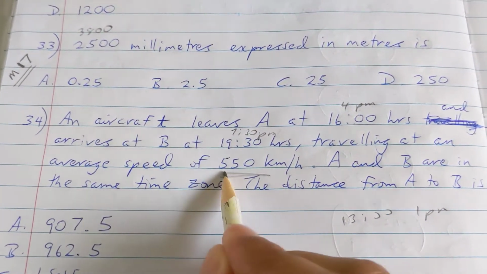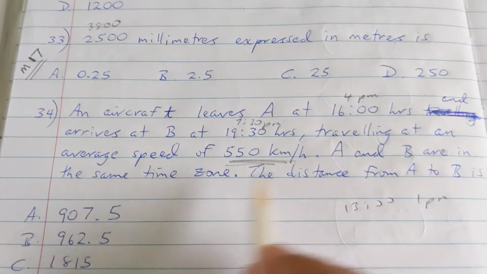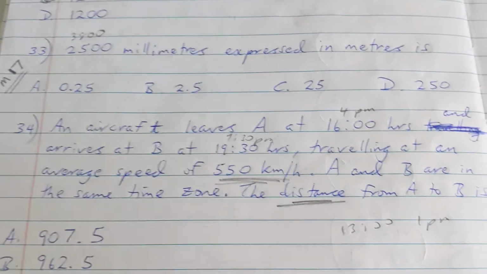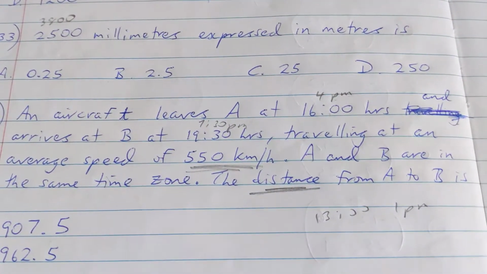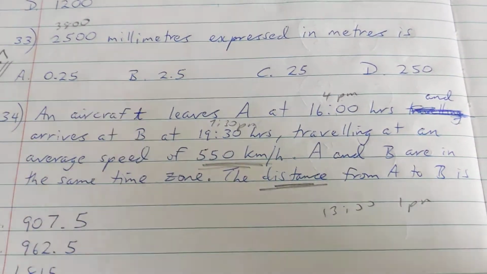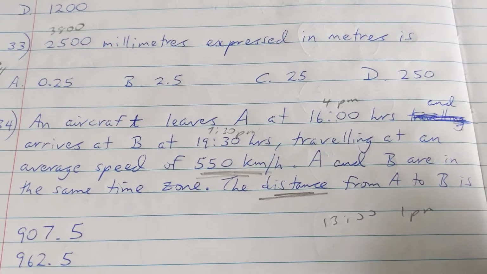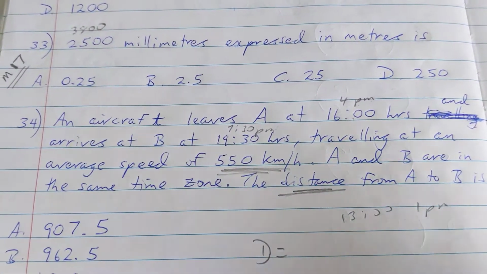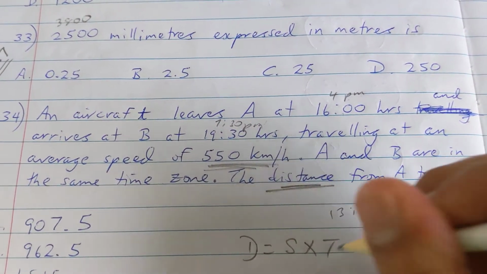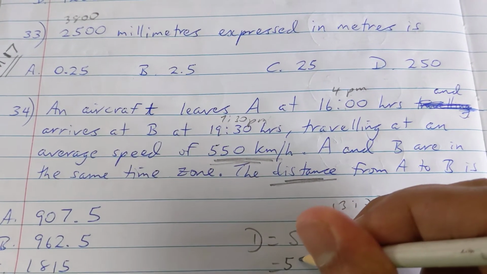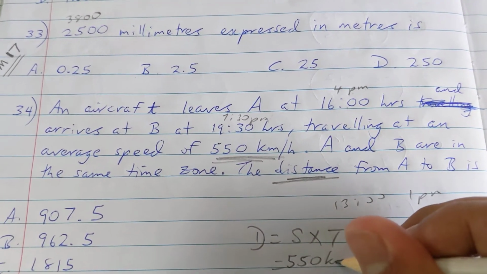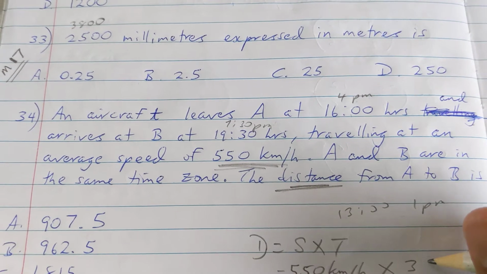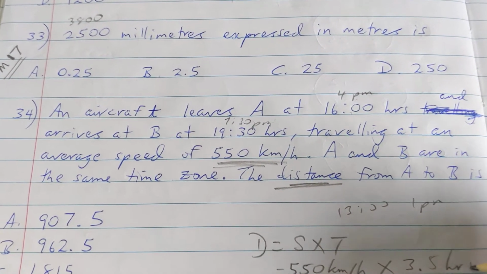And the average speed is 550 kilometers per hour. Same time zone means they didn't cross the Greenwich Meridian, which is just something they'll put. They'll never have that situation in these questions. It's just for continuity's sake. So for the distance, again we're using the formula for distance, which was speed times time. When we rearrange the formula, the speed is 550 kilometers per hour, multiply by the time, which is 3.5 hours.